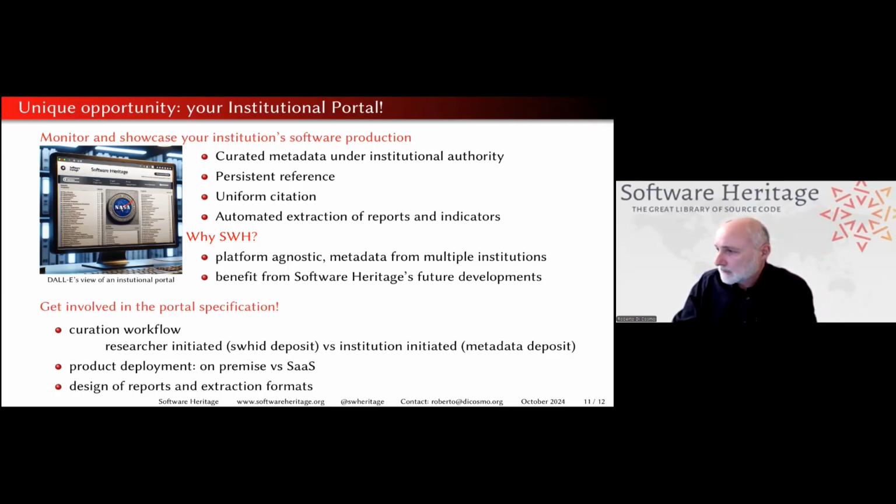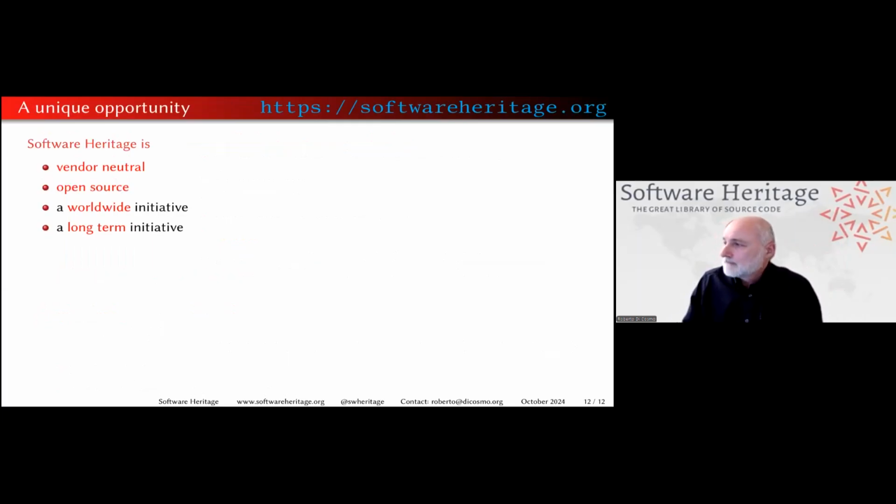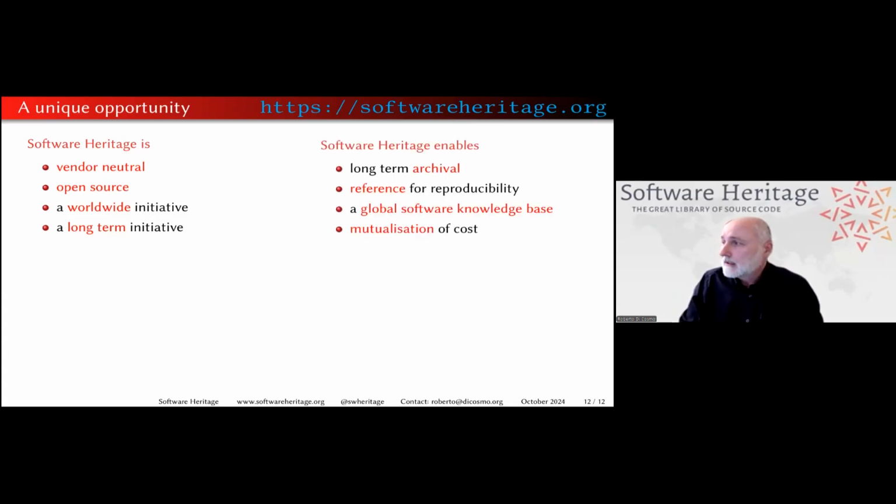I'm taking too much time, but this is the last slide. As a conclusion, I think there is a unique opportunity for what you do in the hospital, and there are so many other things, but I just try to focus on the main one. Software Heritage is already here. It is not a company. It is vendor neutral. It is non-profit. Everything we do is open source. It's designed to be worldwide, so it is not off limits for people in whatever country. It is a long-term initiative, and it is already providing functionality.